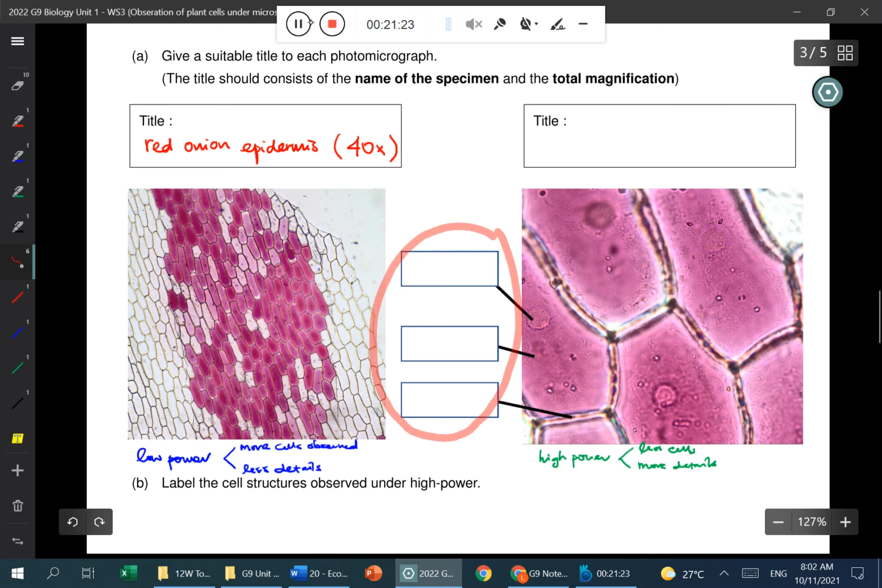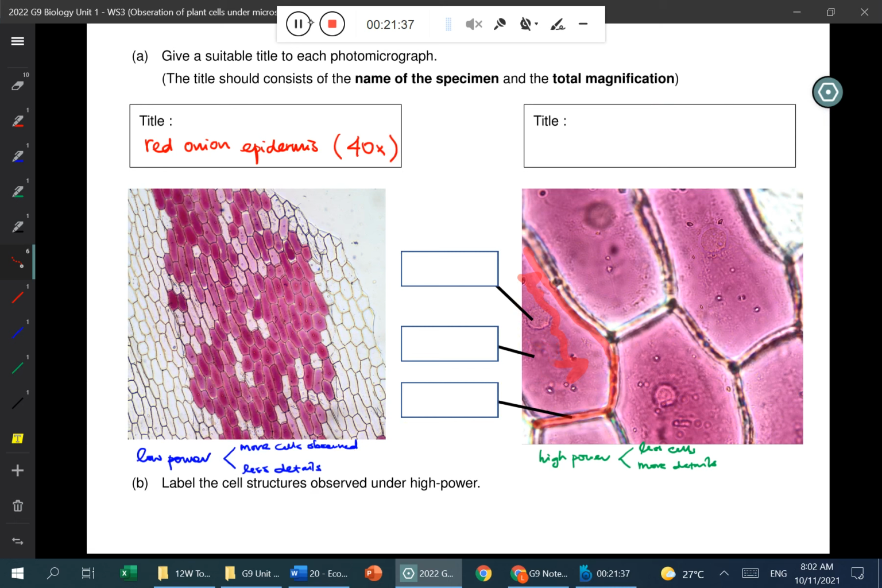These 3 boxes ask you to label these 3 organelles. So, the jelly-like substance here, and also the thick line you see here. So I'm confident that all of you can come up with the correct answer.